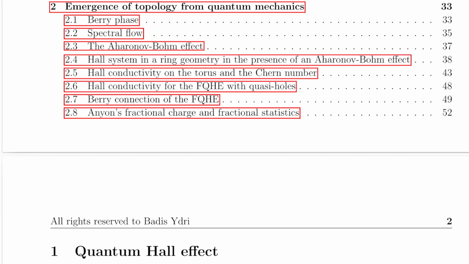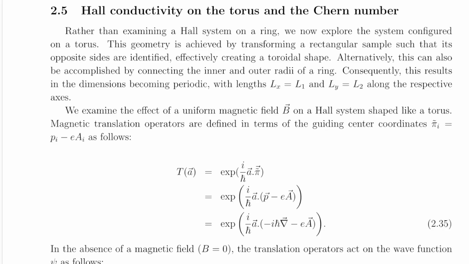Hall conductivity on the torus and the Chern number. We now move to a new setting, a Hall system placed not on a ring, but on a torus. Imagine starting with a rectangular sample. By identifying its opposite sides, we fold it into a toroidal shape. Another way to think about it, we connect the inner and outer edges of a ring.